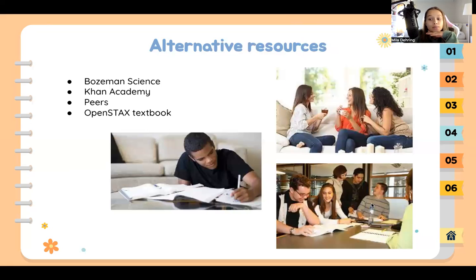So we just went through the whole thing pretty fast, so that's good. For alternative resources to really understand this unit, you can always check out Bozeman Science. That's my personal favorite. I'm not a huge fan of Khan Academy, but they do have practice quizzes. Talking to your peers or forming a study group is a great option, and the OpenStax textbook is amazing. That is a great online resource.